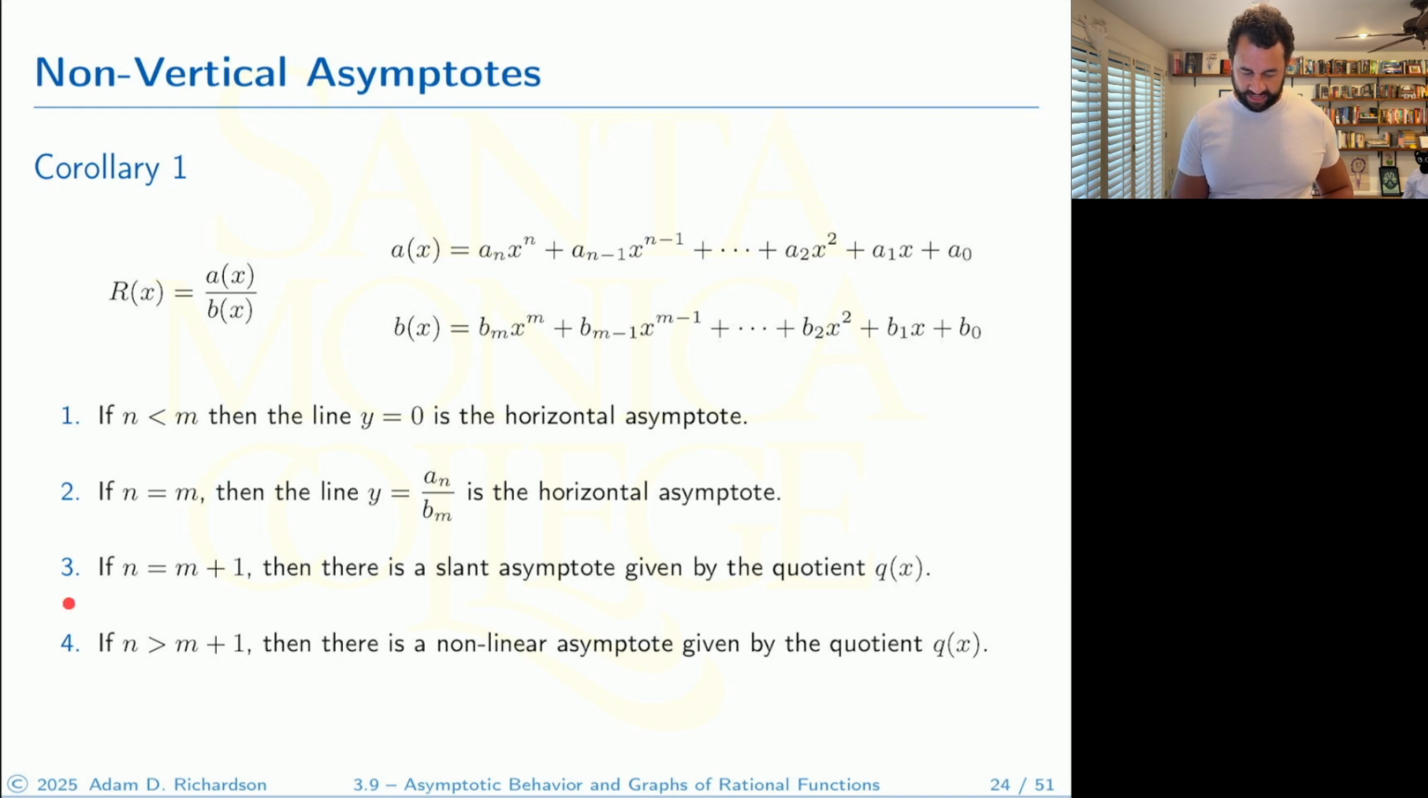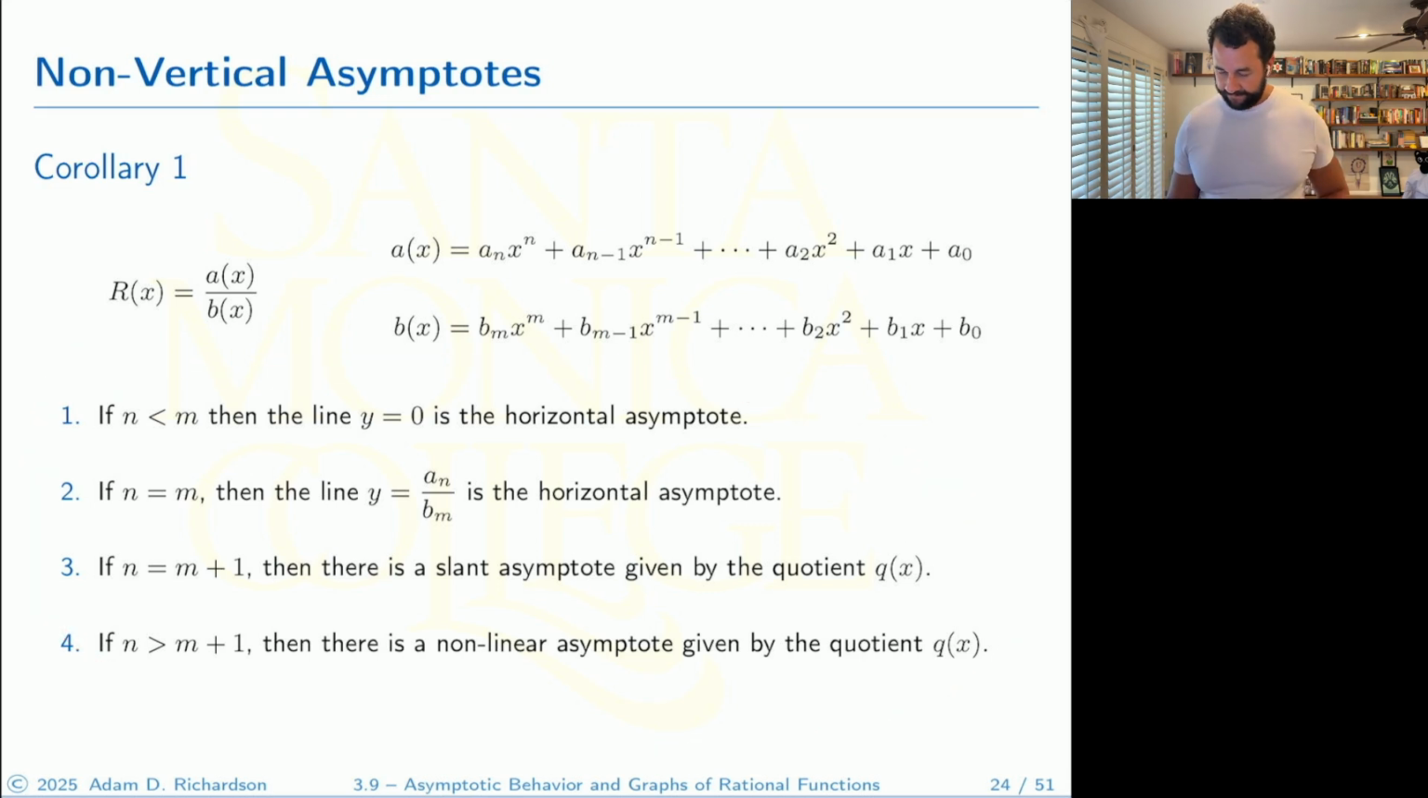And then lastly, we have case four. If the degree of the numerator is more than one greater than the degree of the denominator, then you have some nonlinear asymptote given by the quotient q of x. So if this is 3 and this is 1, then you've got a quadratic. If this is 4 and this is 1, you've got a cubic polynomial asymptote, and so on and so on. And again, all of these cases are simple consequences of the division algorithm. That's it. So if you can do the division algorithm, all of these pop out.